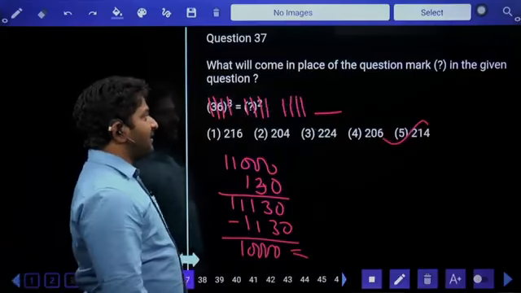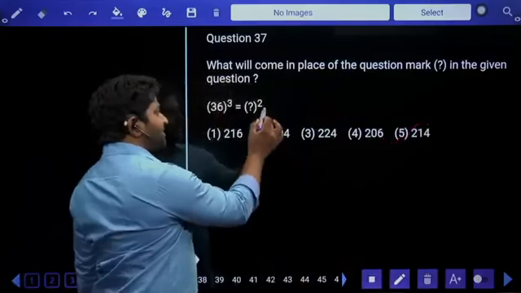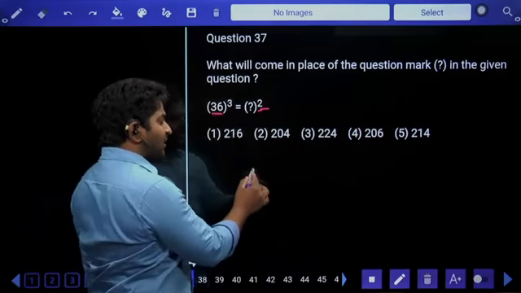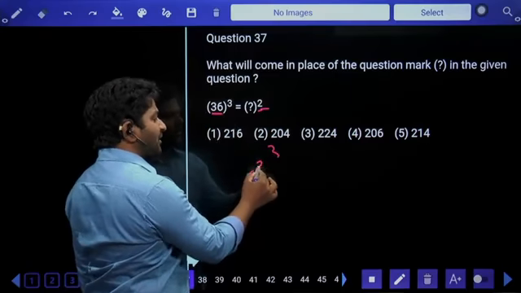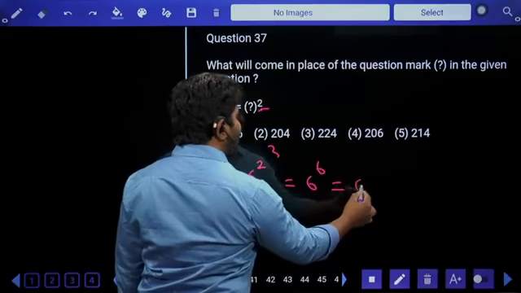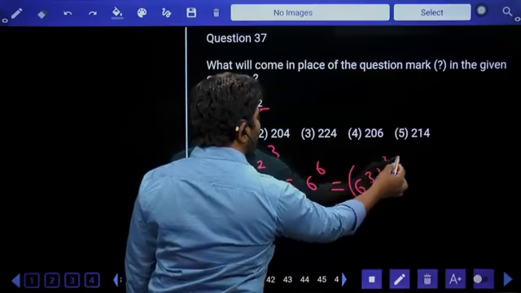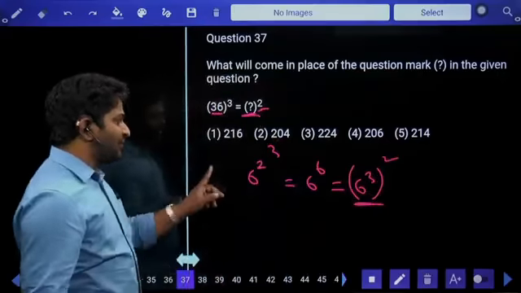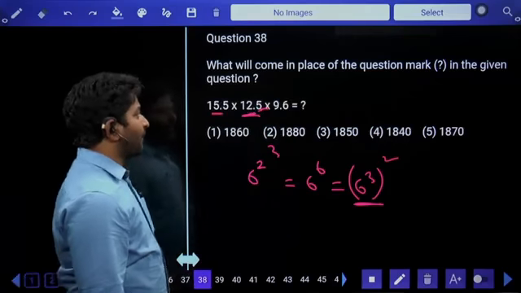Next, 37. So on the right hand side we have to write the number in square format. So let us identify this as a square, that is 6 square to the power of 3. So the same we can write as 6 to the power of 6. And now we can write it as 6 cube to the power of 2. And 6 cube is the x value. 6 cube is 216, which is our first option.